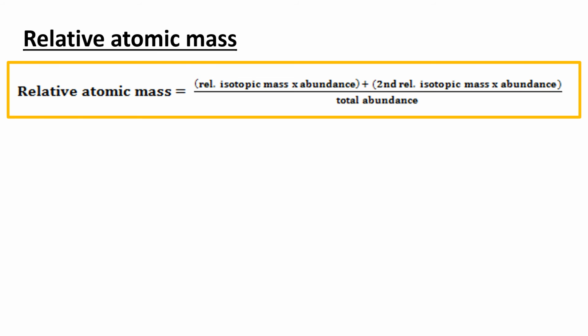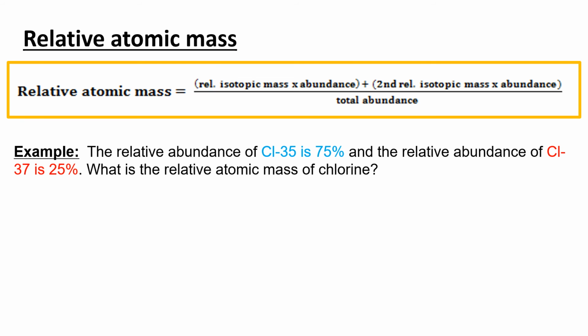So let's work through an example. Relative abundance of chlorine-35 is 75%, and the relative abundance of chlorine-37 is 25%. What is the relative atomic mass of chlorine? Pause the video and see if you can work it out.